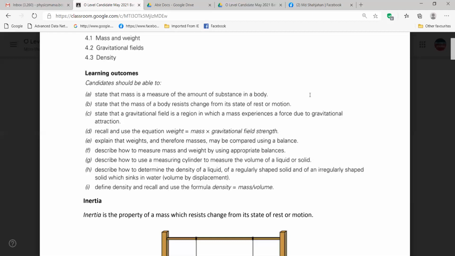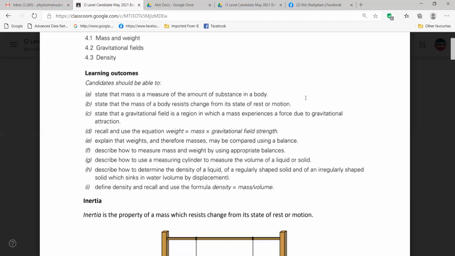Inertia can be in rest, and inertia can be in motion. Inertia means the state one object has, and the object wants to stay in that state. This is called inertia. You understand what inertia is? Okay, so we can define mass using the idea of inertia.